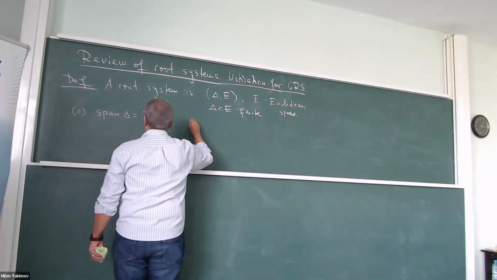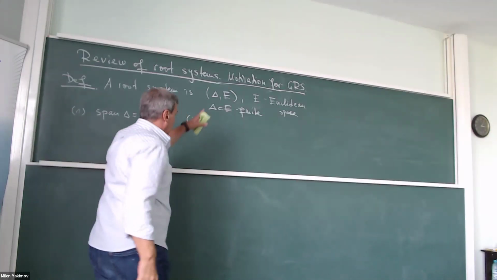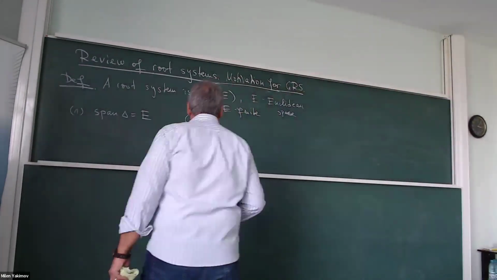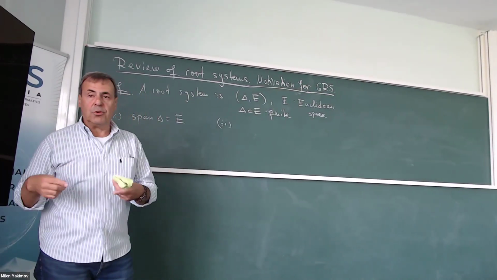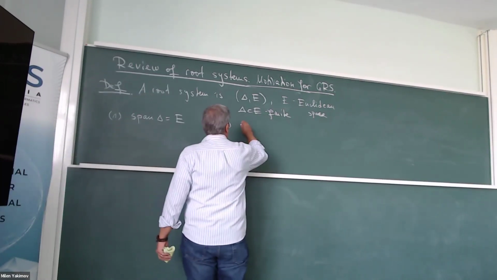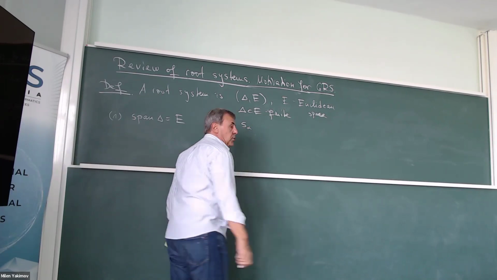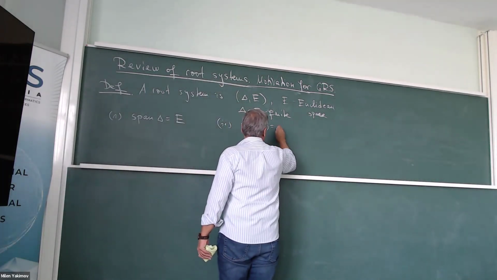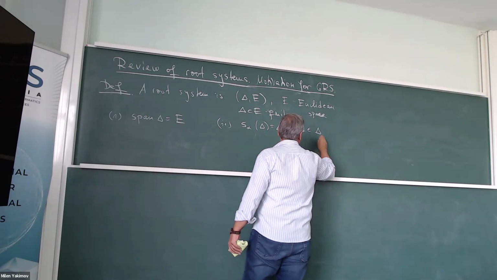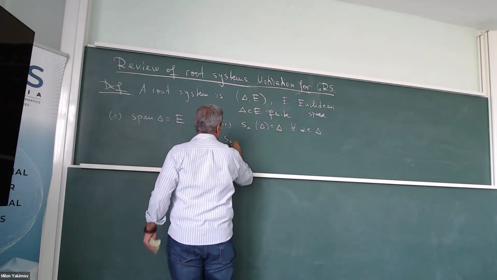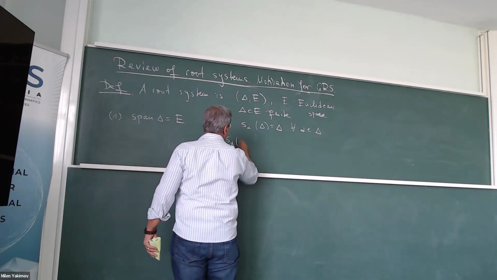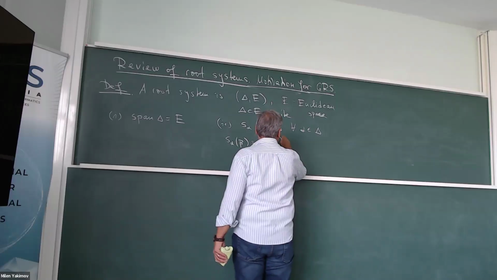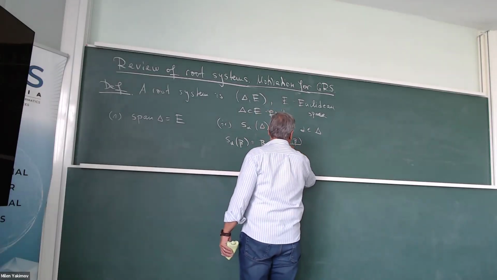The second one is that, because we're in a Euclidean space, we can speak of reflections with respect to non-zero vectors. So s_alpha is the reflection with respect to alpha. s_alpha(Delta) must be Delta for any alpha. Here, s_alpha(beta) is given by the usual formula for reflection in the Euclidean space: beta minus 2 times (alpha, beta) over (alpha, alpha) times alpha.